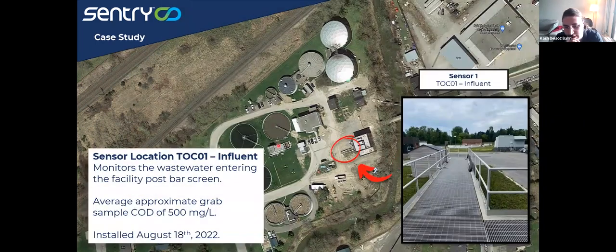The Sentry is installed after the primary clarifier, right before the aeration tanks. And we have an average of 500 milligrams per liter for COD in this location. And the sensor was installed on August 18th. So we are using a bit more than 3 months of data for this case study to test the models.